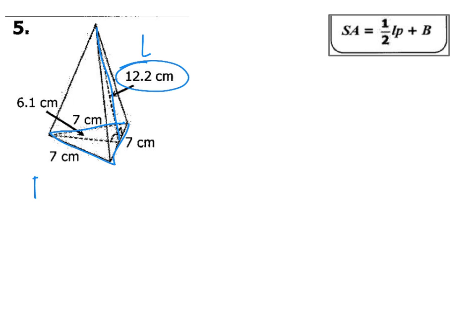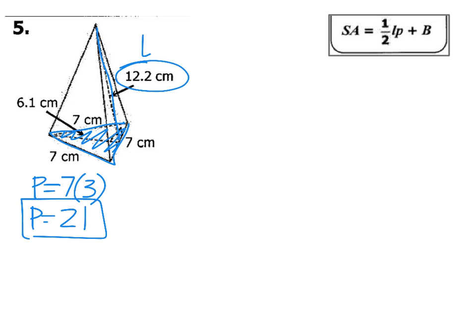So first things first, to find the perimeter of our triangular base, this right here, all the sides equal 7. So 7 times 3, our perimeter is 21. Easy peasy. Now to find the area of our base, it's a triangle, so we want 1/2 times the base. And this 6.1 here is the height of that triangular base. So that would be our 1/2 base times height. That would be our height, 6.1.